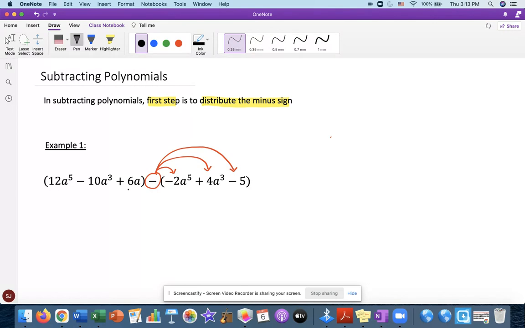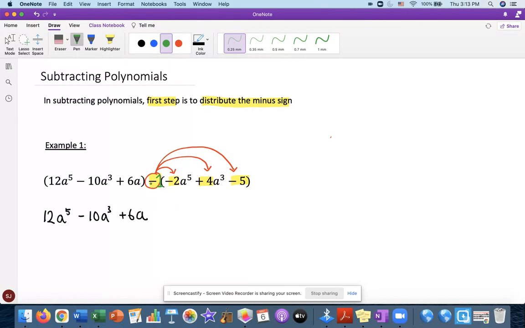The first polynomial doesn't change. The first polynomial stays the same, so let's just write it as it is: 12a to the fifth power minus 10a cubed plus 6a. After you distribute the minus sign, what this technically does is, as you know, there is an invisible 1 right here, and you're multiplying the invisible negative 1 by the numbers in the front. So let's go ahead and do that and see what we get.